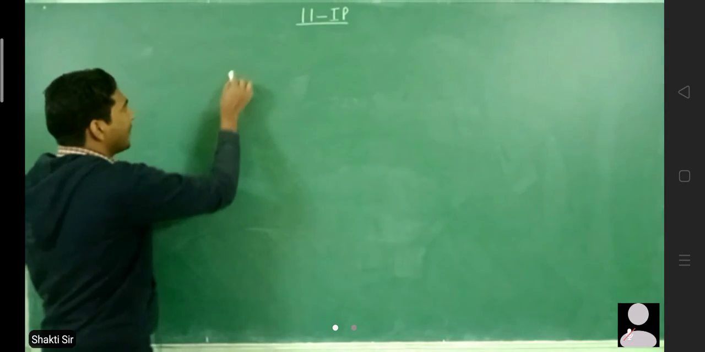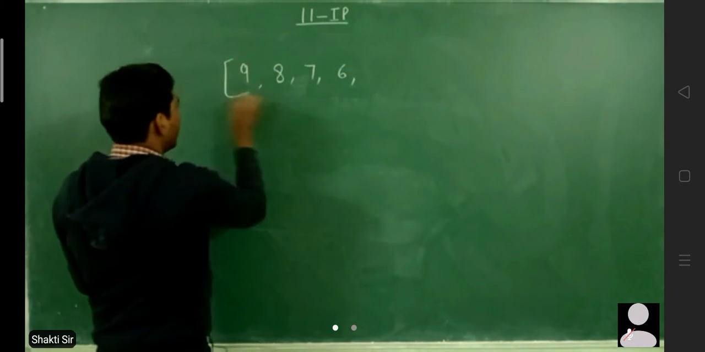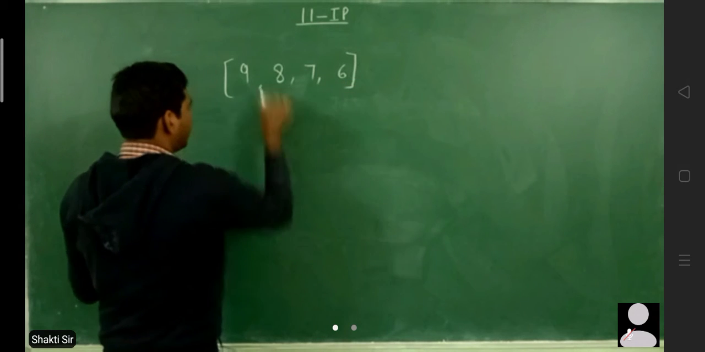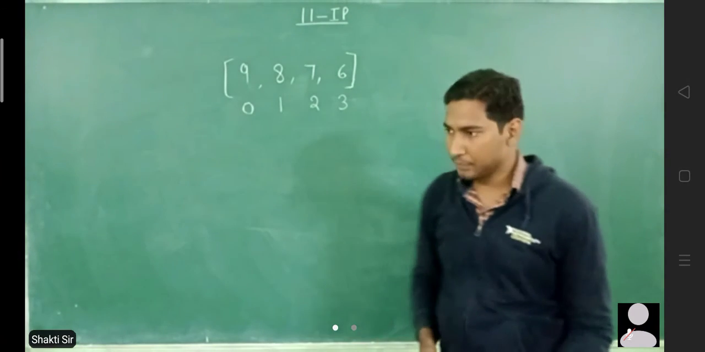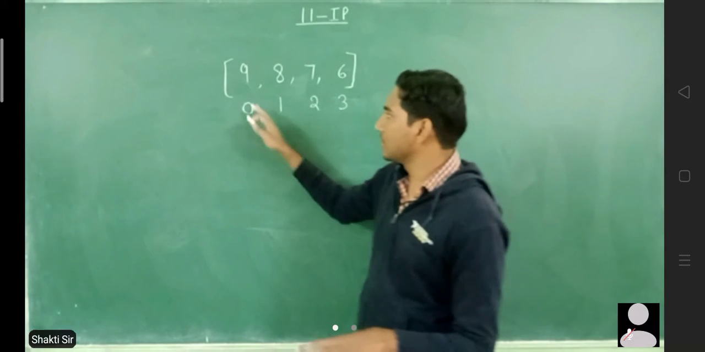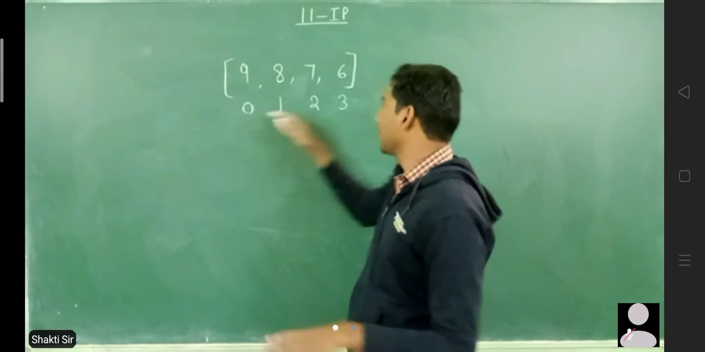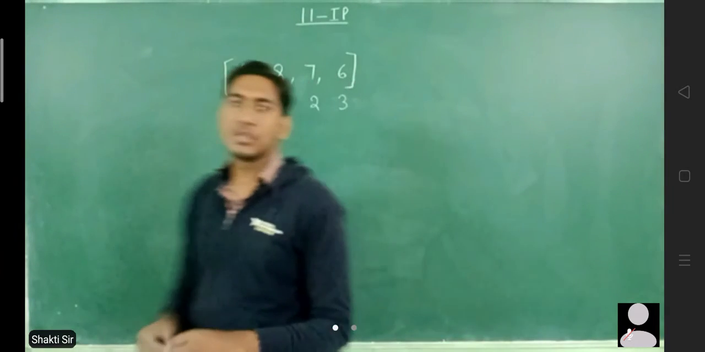Now let us see the concept of index. Suppose I have a list like 9, 8, 7, 6. So this has indexes 0, 1, 2 and 3. These are the positive indexes for this list. The positive index starts from the first element and goes up to the last element, and for the first item the index value is 0.